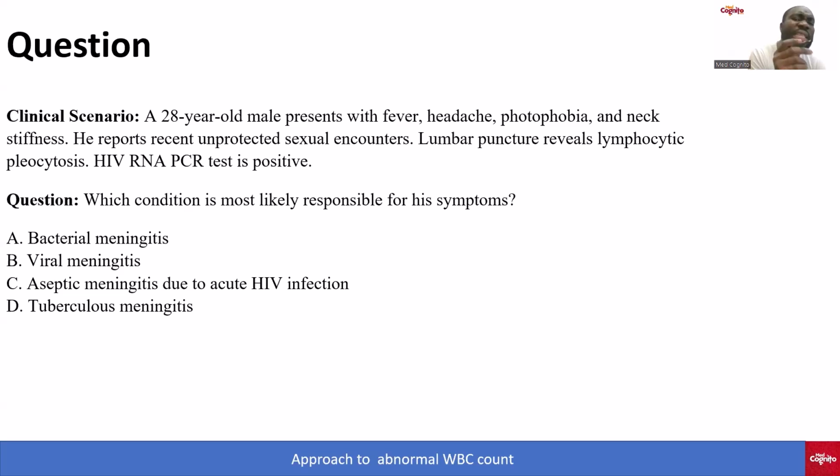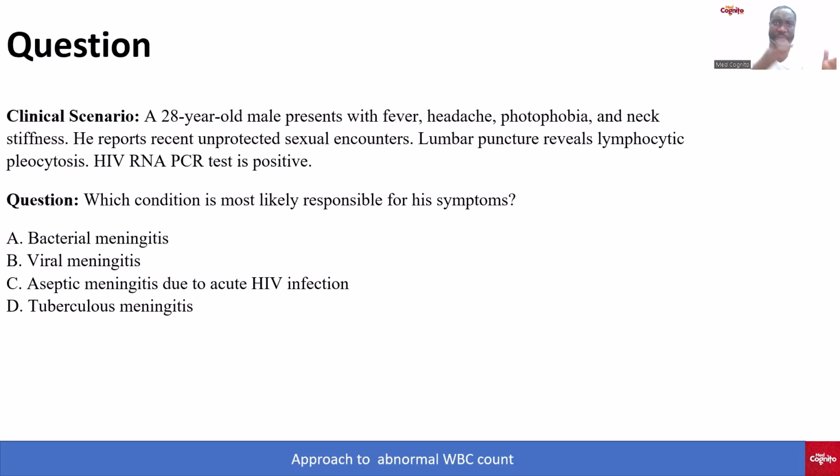So you have a 28-year-old male who presents with fever, headache, photophobia, neck stiffness. He reports recent unprotected sexual encounters. So it looks like this patient has had encounters with many people. Lumbar puncture reveals lymphocytic pleocytosis. His HIV RNA PCR test is positive. Which condition is most likely responsible for his symptoms?